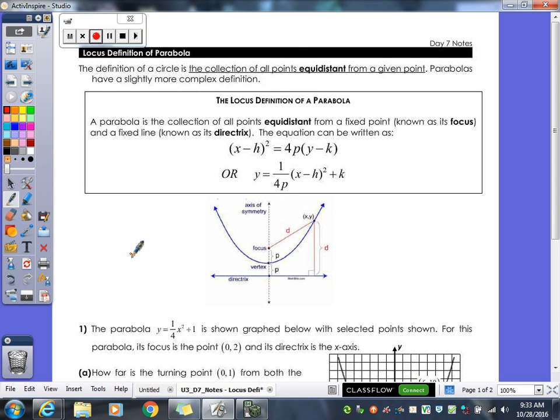So today's notes, we are talking about the locus definition of a parabola. Now, we've learned a lot about parabolas. We know standard form for a parabola is y equals ax squared plus bx plus c. That's the one we use most often. That's the one you guys are going to be the most used to seeing and using.